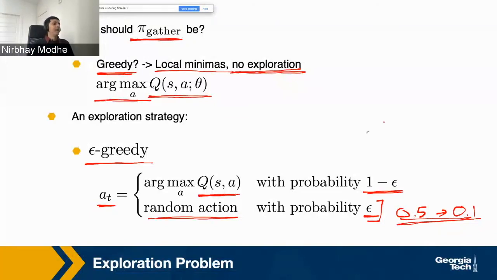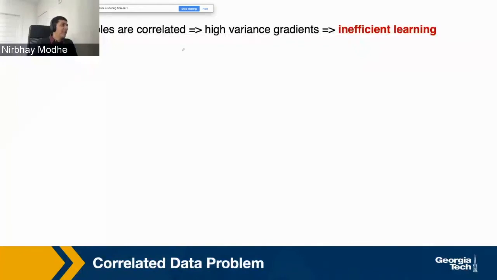Okay. And now that we have answered the question of, let's say we fix the exploration problem by having an epsilon greedy policy, what can still happen is that the data you gather is with the policy you used, and that's the policy you're going to train. So what can happen is that your samples are highly correlated. You're not going to get independent samples of all possible states and actions in the state and action space. And as a result of that, you're going to get very high variance gradients, and that's going to lead to very slow or inefficient learning.